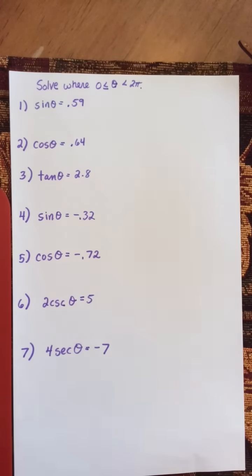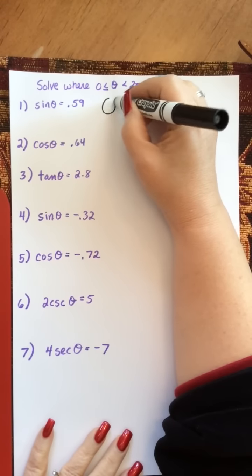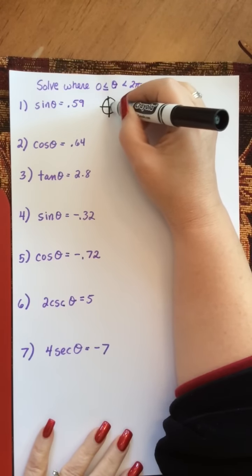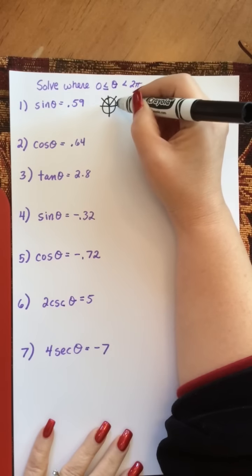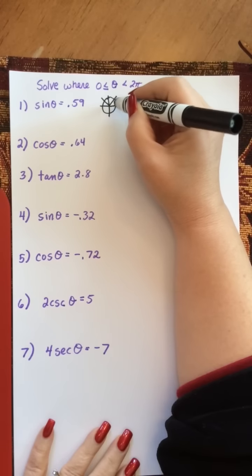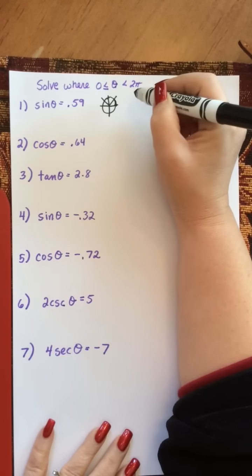So first problem says sine of theta is positive 0.59. Even though you're using a calculator, you have to still draw your circle. Sine is like y, and y's are positive in the top hemisphere. So my 2 answers will be here and here. Your calculator will give you the one closest to 0 here with the preference towards the positive side. So the calculator is going to give me this in radians.